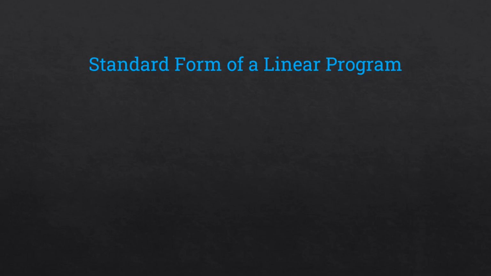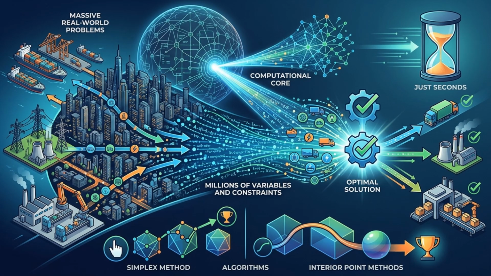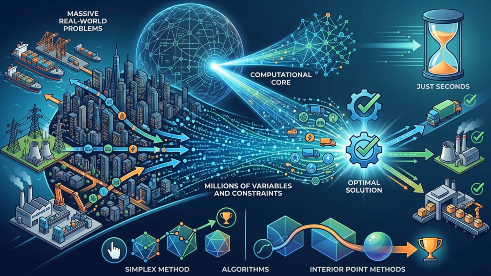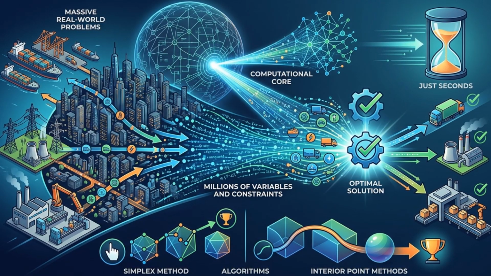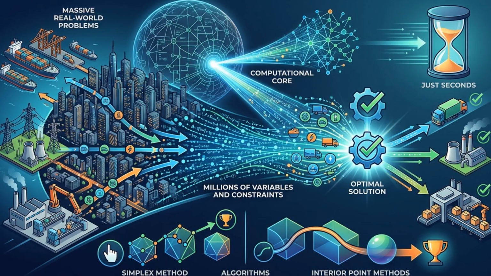In a standard LP problem, we aim to maximize or minimize a linear objective function, subject to linear inequality or equality constraints, with non-negativity restrictions on our variables, meaning you cannot produce negative tables or negative chairs. Why is linear programming so popular? Because linearity allows us to solve massive real-world problems with millions of variables and constraints in just seconds using algorithms like the Simplex method and interior point methods.